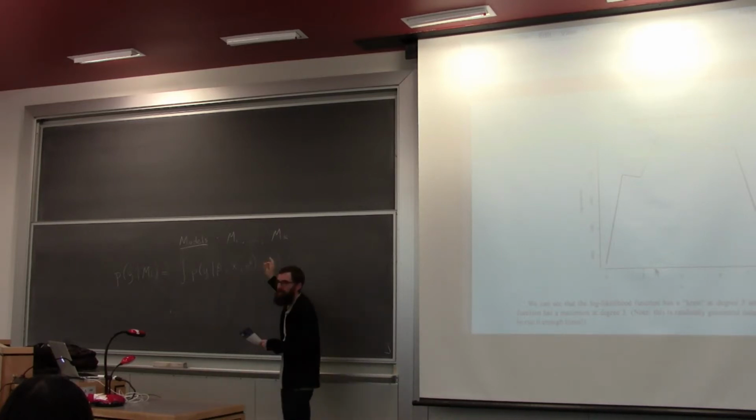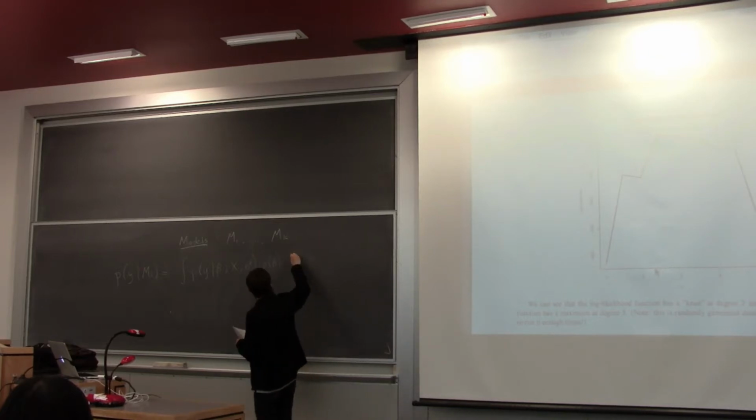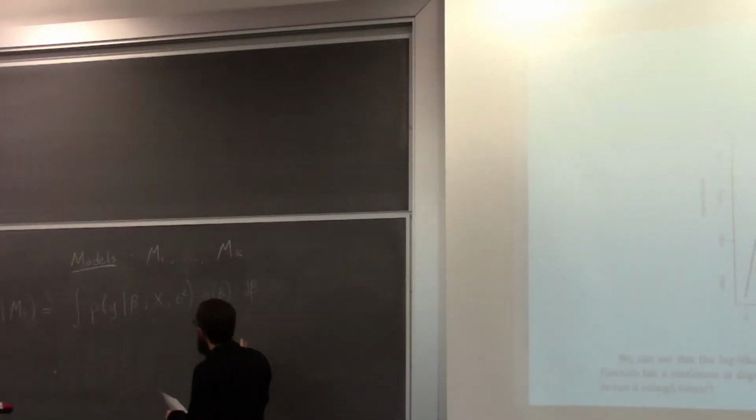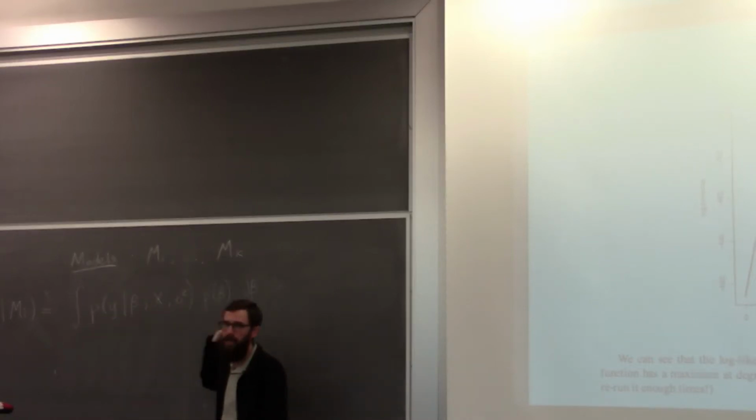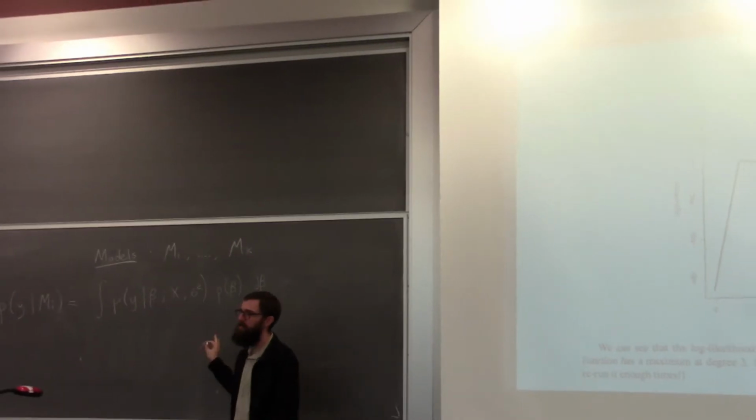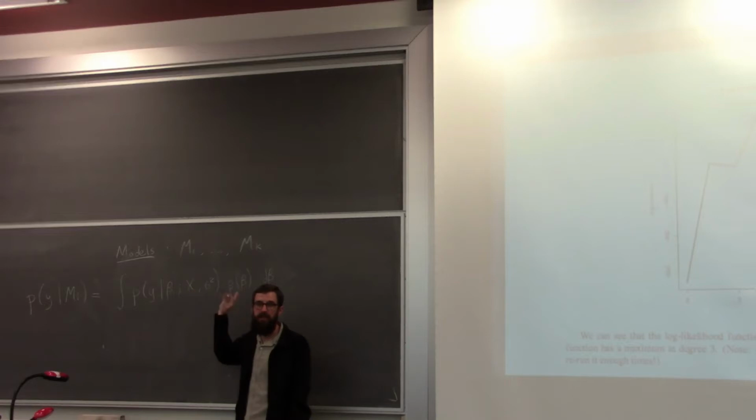Technically that also depends on the parameter lambda. And the normalizing constant is to just integrate this over beta. So the idea is that I want to know the probability of my data just given that I'm in this class of models, not depending on any particular choice of beta, so I'm marginalizing out beta. Okay?